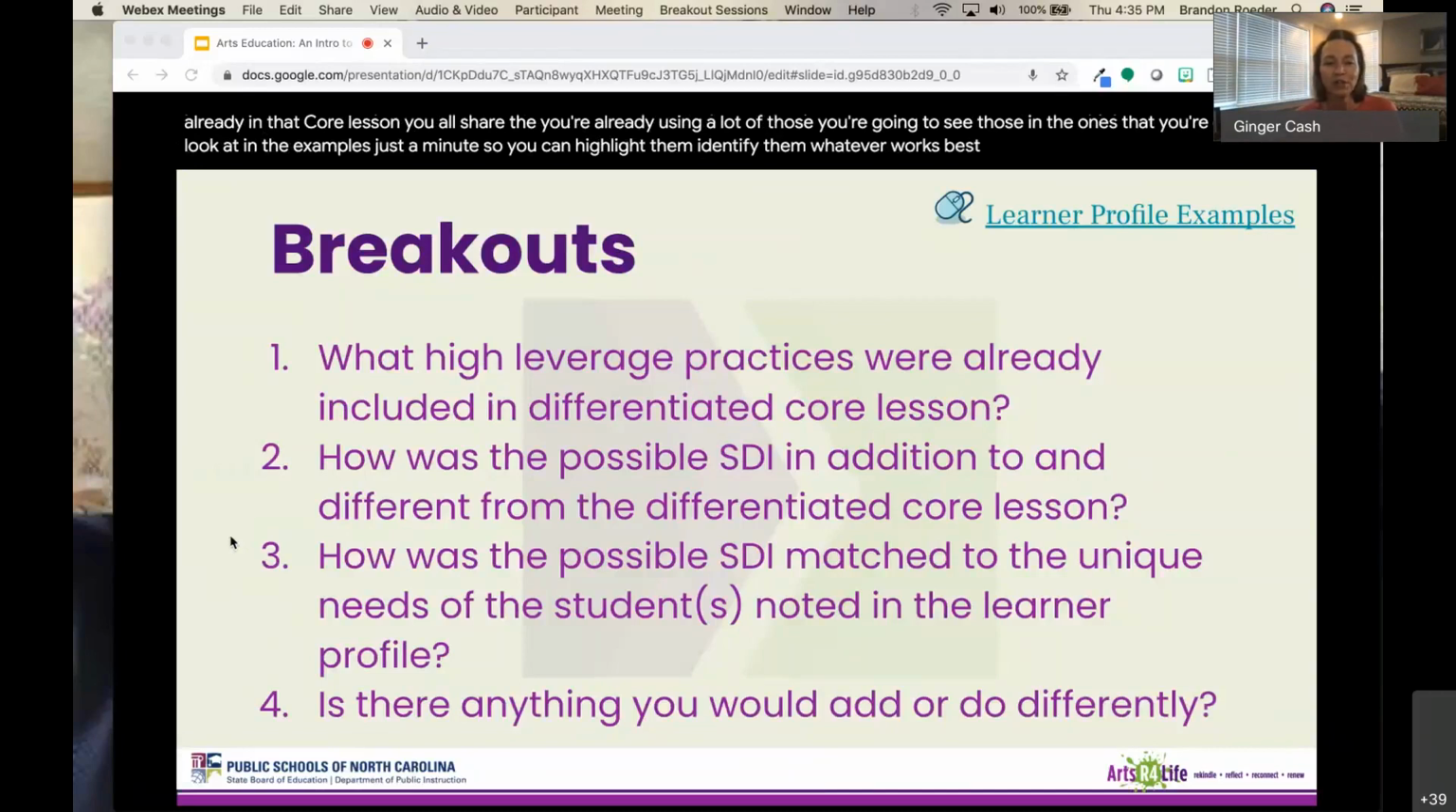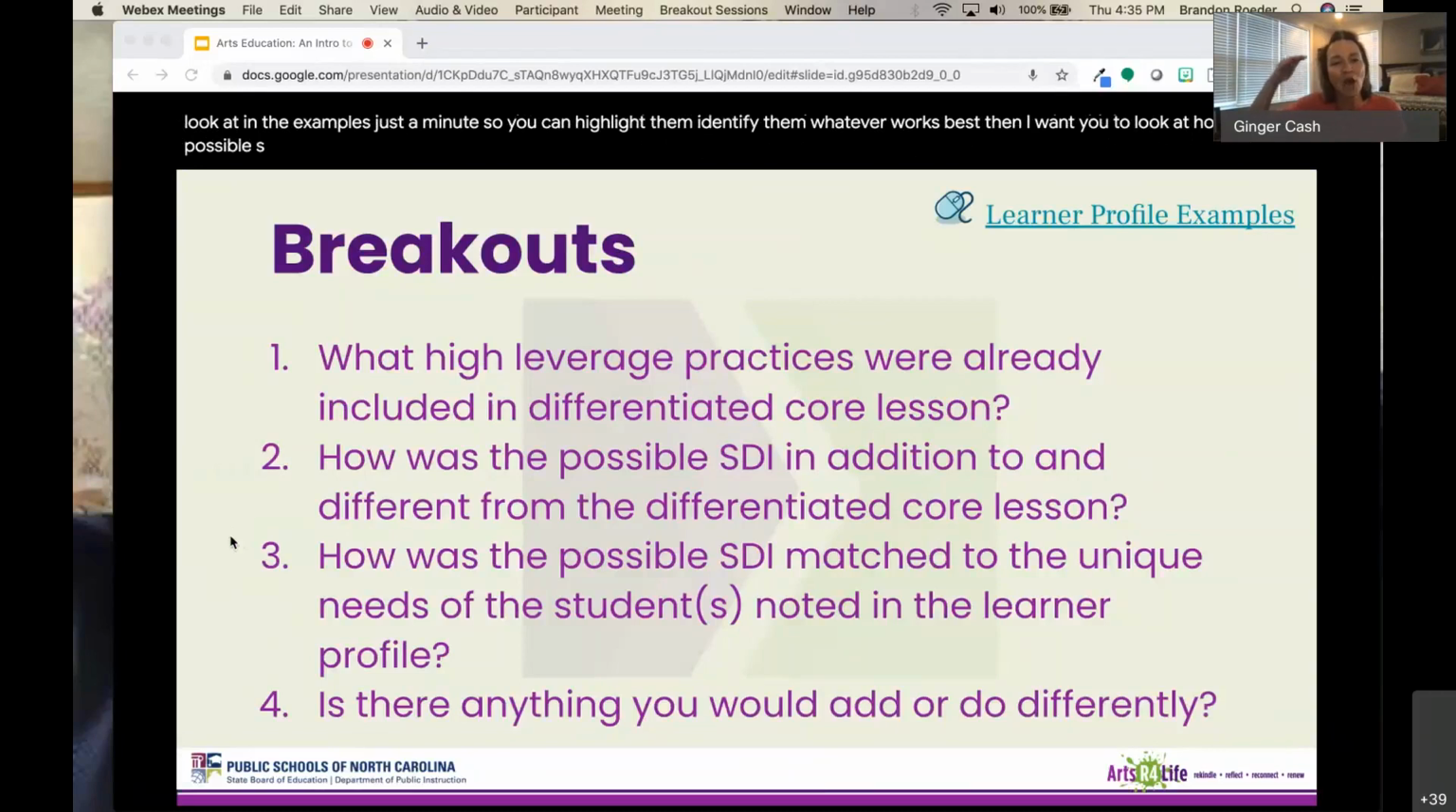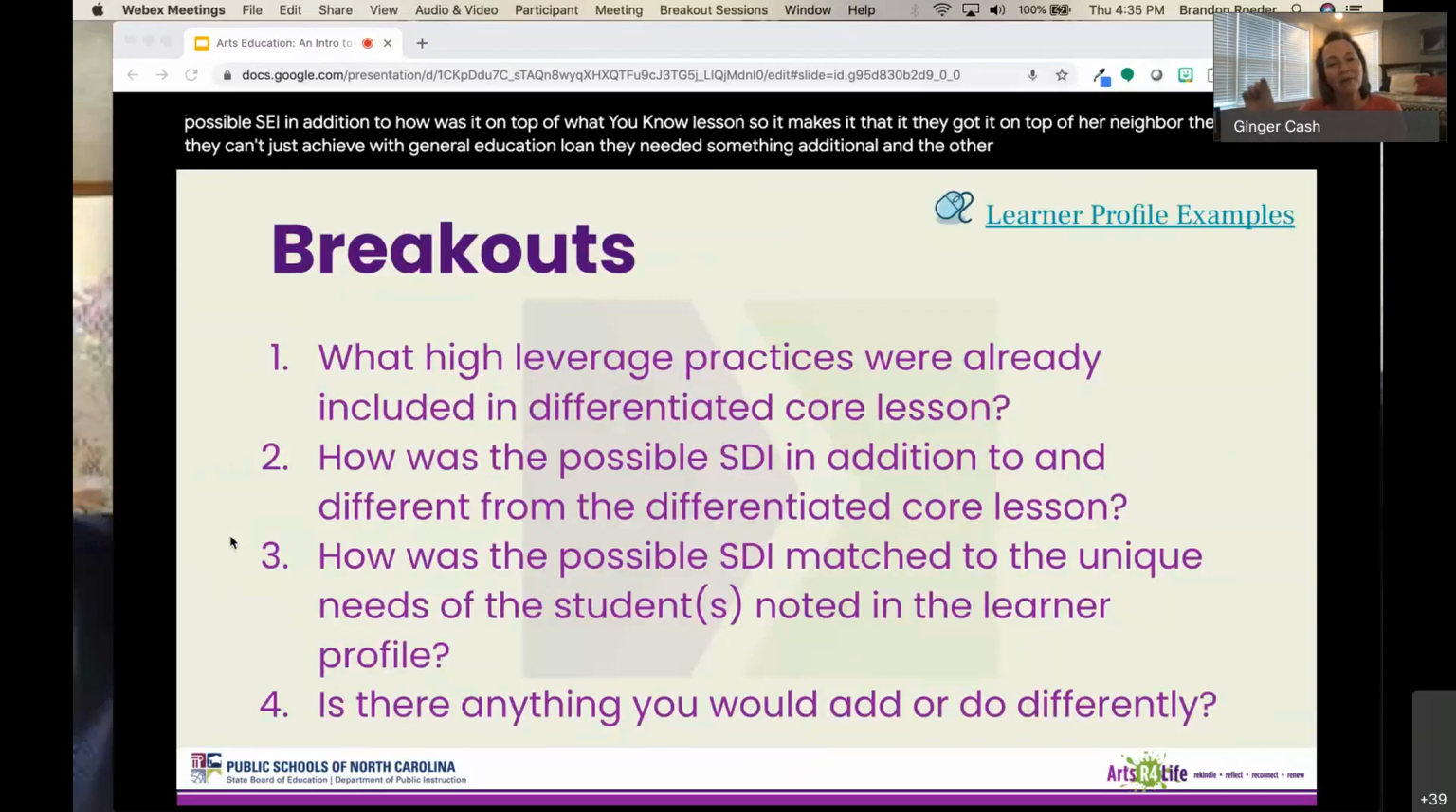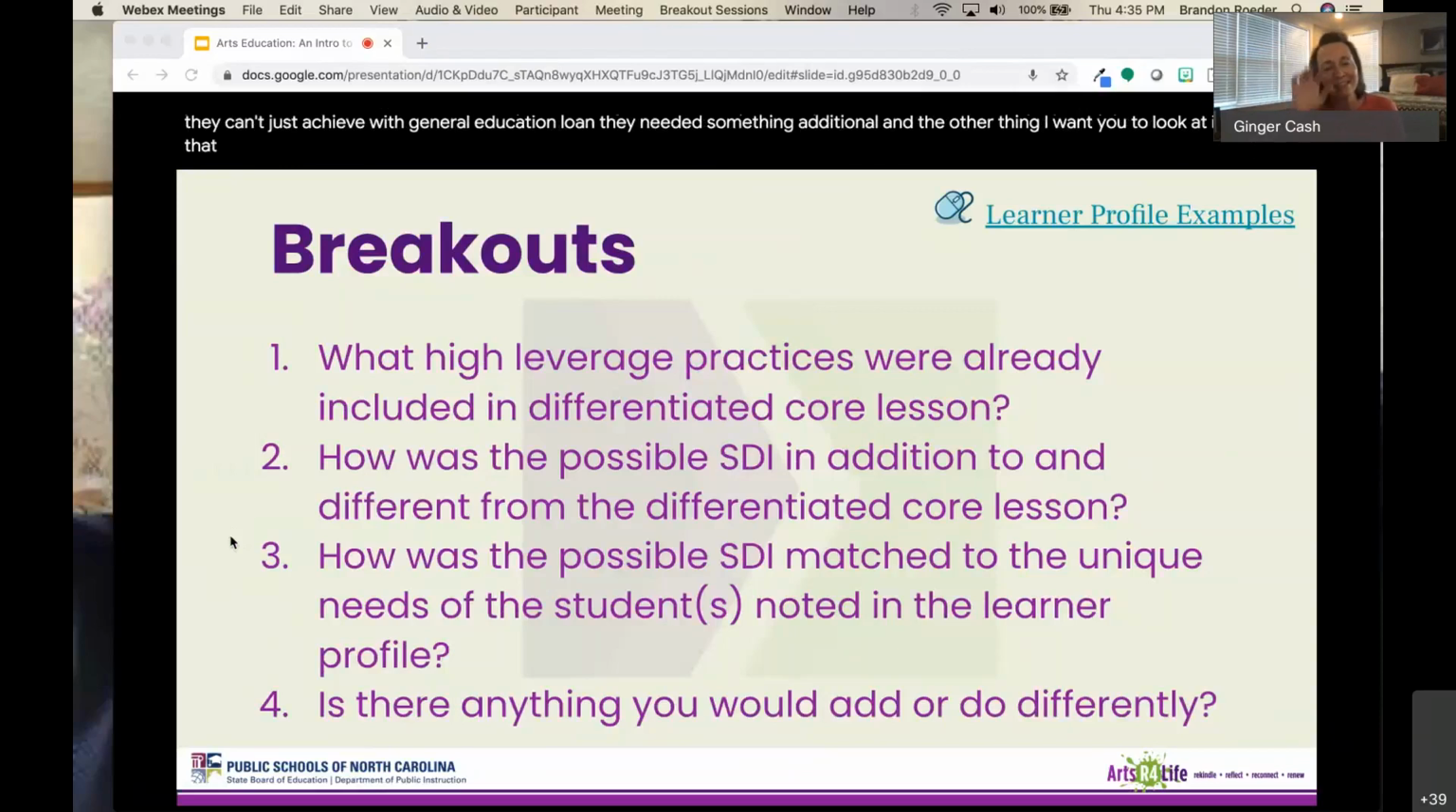Then I want you to look at how was that possible SDI in addition to, how was it on top of what was already there in your original lesson? Remember, they can't just achieve with general education alone. They needed something additional. And the other thing I want you to look at is how that is matched to their unique needs that live in that learner profile.